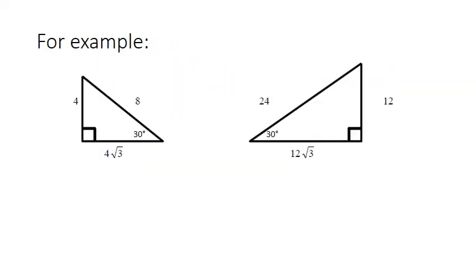Let's consider these two right triangles. We know that they both have a 90-degree angle, and then they also both have the 30-degree angle, or that acute angle on the base leg, right? So we know by angle-angle similarity that these two triangles have to be similar.